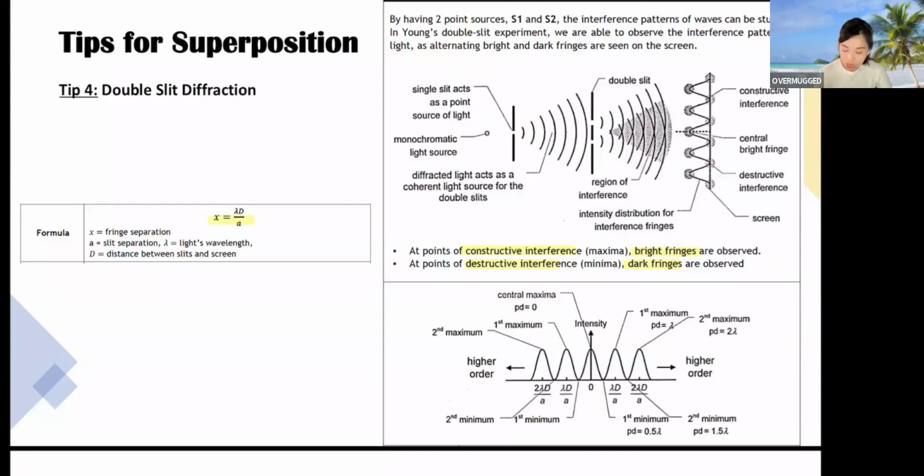Okay, which means to say that at 0 here, intensity-wise, this is how we draw it. You will see that at the 0 central point, the intensity is the highest. Then as you spread out, the intensity goes in waves like that.